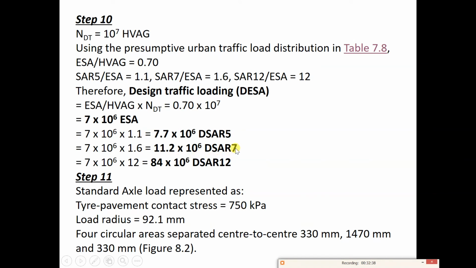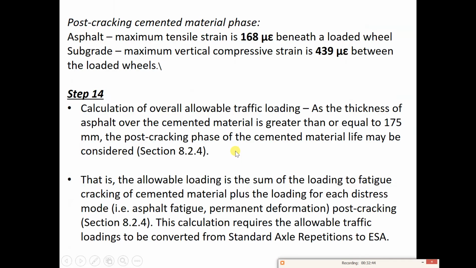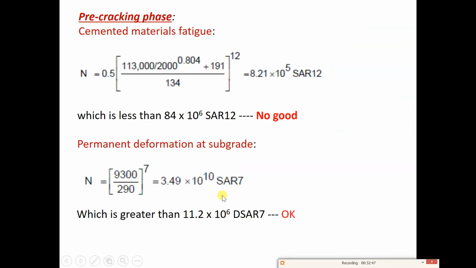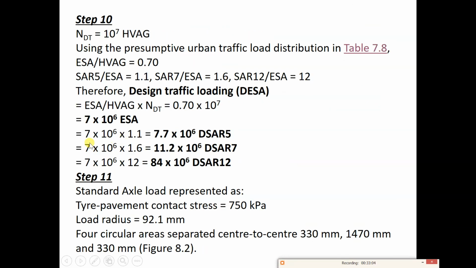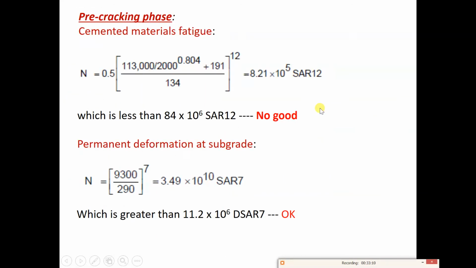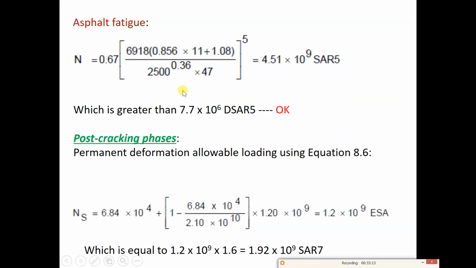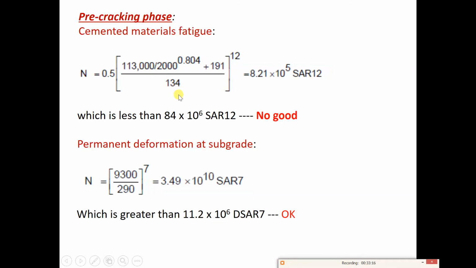11.2 times 10 to the power 6 represents the deformations. Okay, so the allowable is greater than the design, which is okay. And the asphalt is 4.51 times 10 to the power 9, greater than 7.7 times 10 to the power 6. DSR 5, this is asphalt. So this is okay. Also the pre-cracking phase, only the cemented material is not good, it fails.